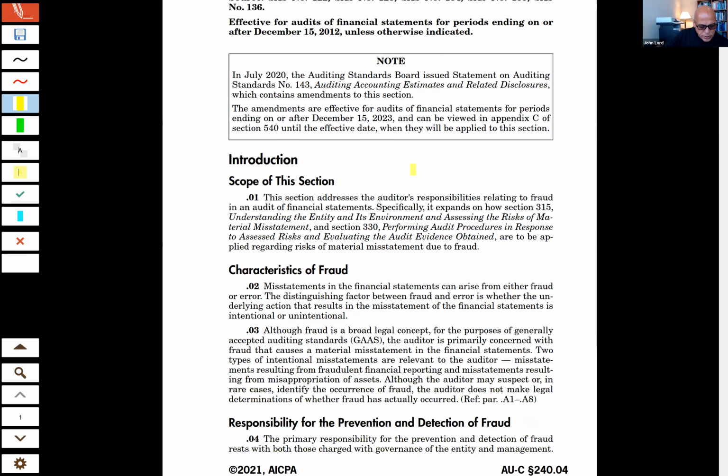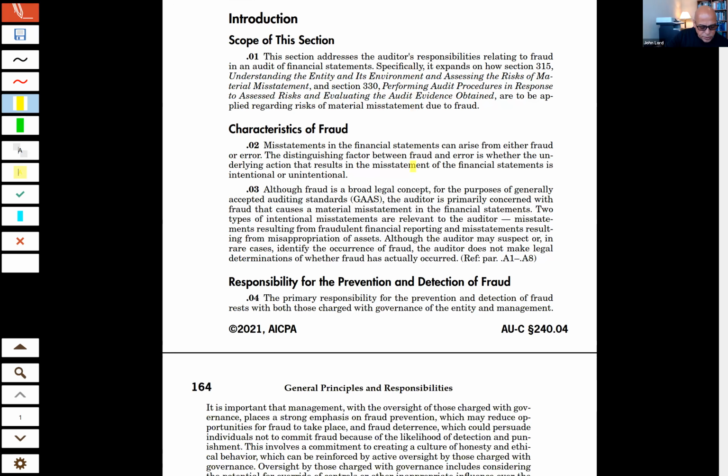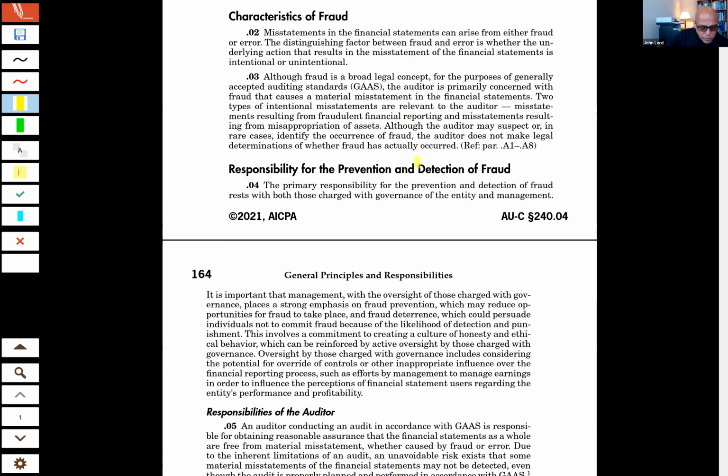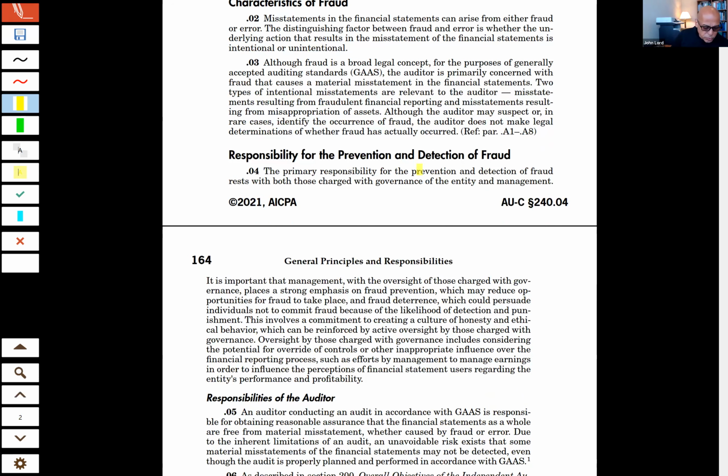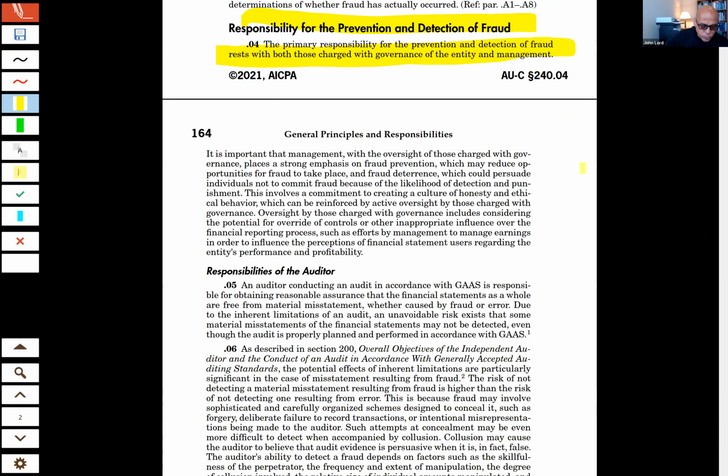They go through some of the things that we've talked about, for example, the characteristics of fraud. But they start mentioning who is responsible, and who's responsible for the prevention and detection of fraud. It is the management of the entity, right? The auditor is responsible for doing what? Conducting an audit in accordance with the generally accepted auditing standards. That's what's promulgated by, for non-public companies, the AICPA, and then for public companies, the PCAOB layers on top of that additional requirements.